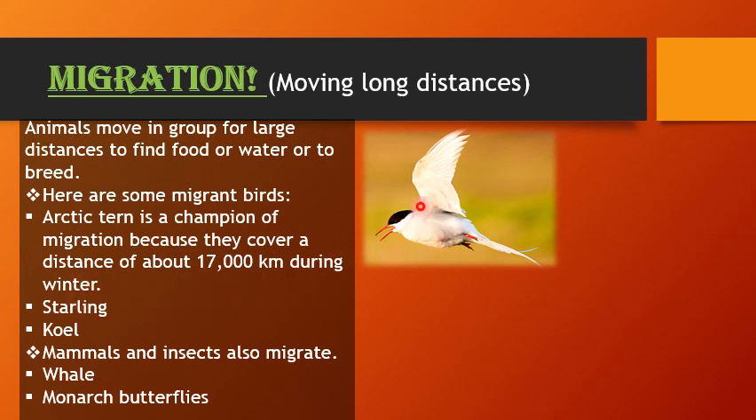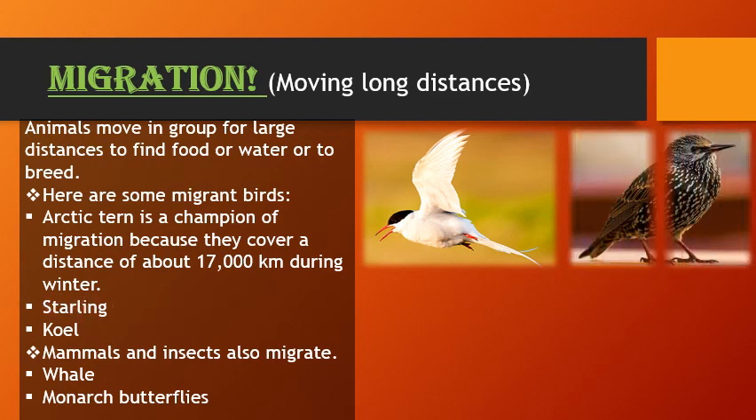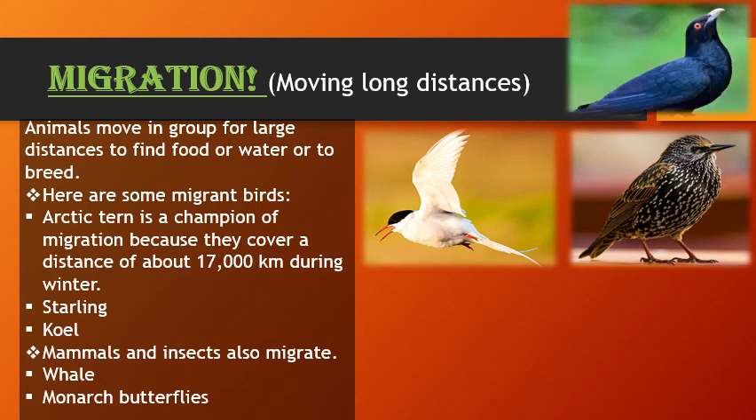Apart from Arctic tern, there is another bird named starling, and it looks like this. A quail is also a migrant bird, and it looks like this.